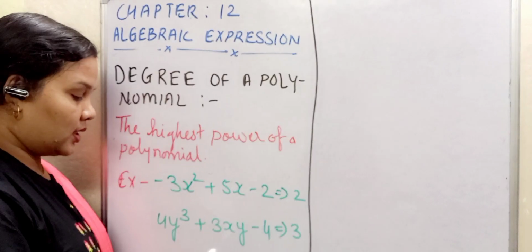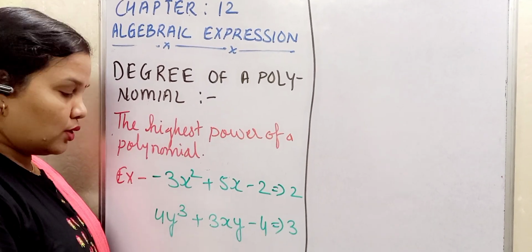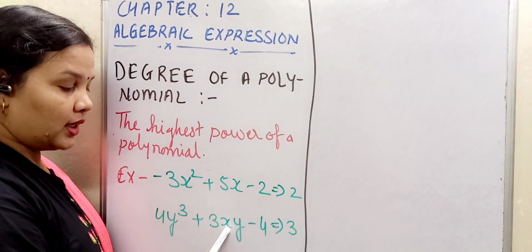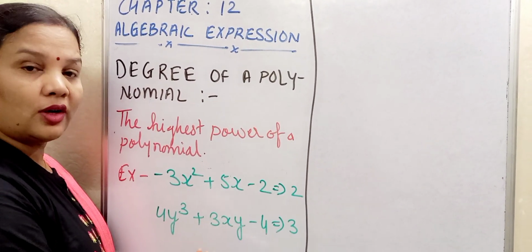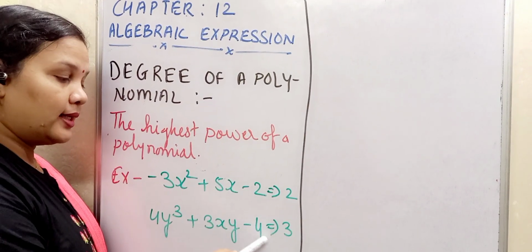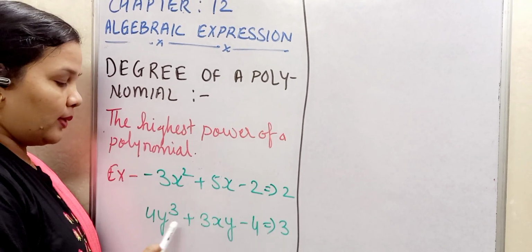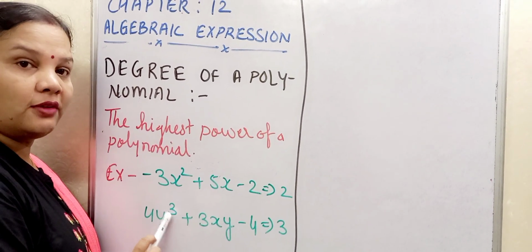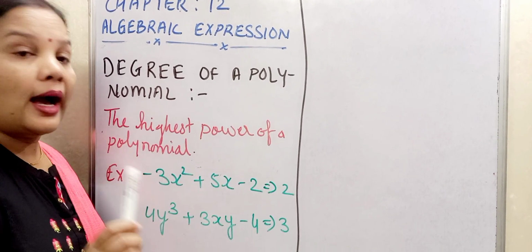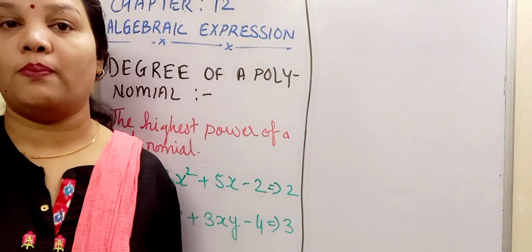Similarly, let me take another example: 4y cube plus 3xy minus 4. Here y's power is 3, but in 3xy, x has power 1 and y has power 1, so 1 plus 1 becomes 2. So obviously the highest power of this polynomial is 3, because y's power is 3, which is the highest power in this algebraic expression. So the highest power of a polynomial is known as the degree of the polynomial.